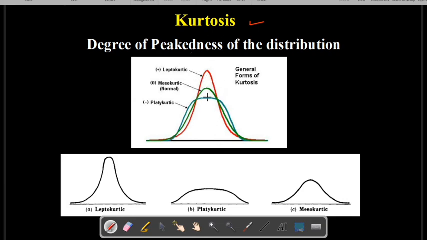Here you can see three curves. The first one is a more peaked curve, called leptokurtic. One curve is almost flat like this, and that type of kurtosis is called platykurtic. In between, it is not too flat or too peaked, and that type is called mesokurtic. This is for normal types of distributions, and others will have changes.